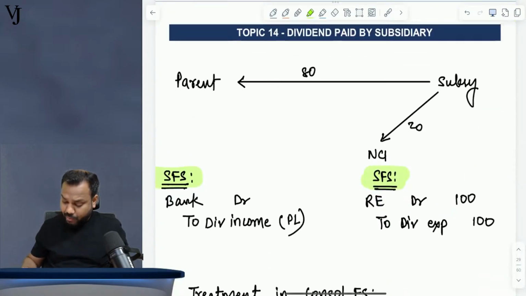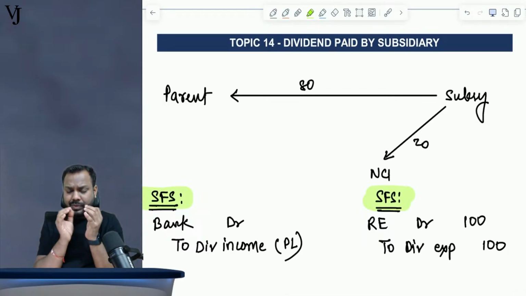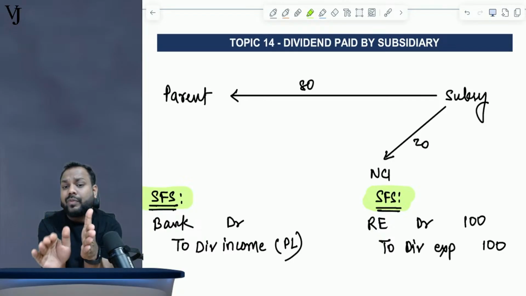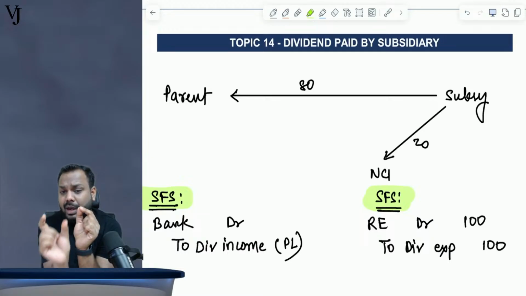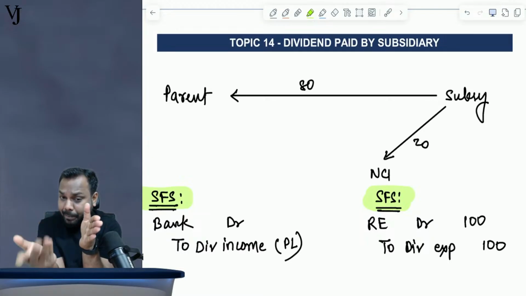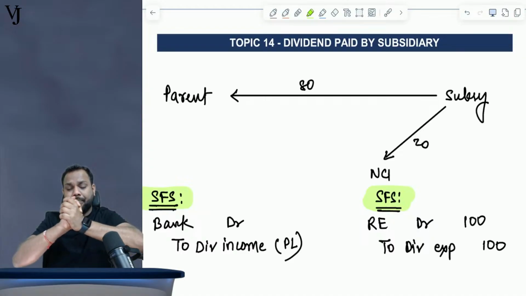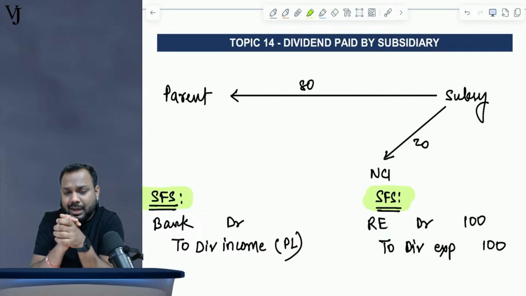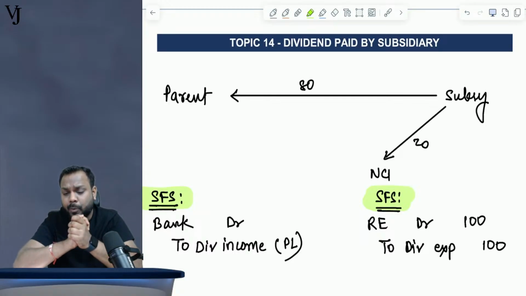Okay, now moving on to topic number 14, that is dividend paid by subsidiary. When subsidiary pays a dividend, subsidiary will pay a portion of the dividend to parent and a portion of the dividend to NCI. Now tell me, when parent and subsidiary become one, and parent has received some amount from subsidiary, can we record income within this group? No.